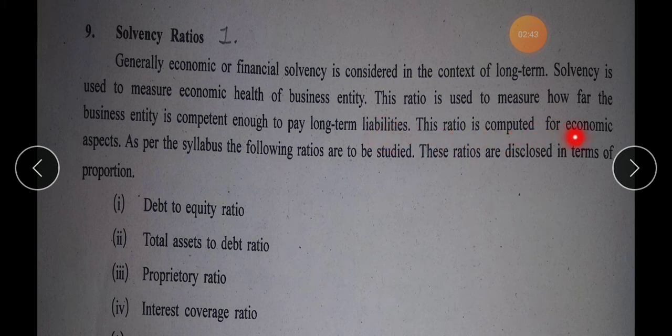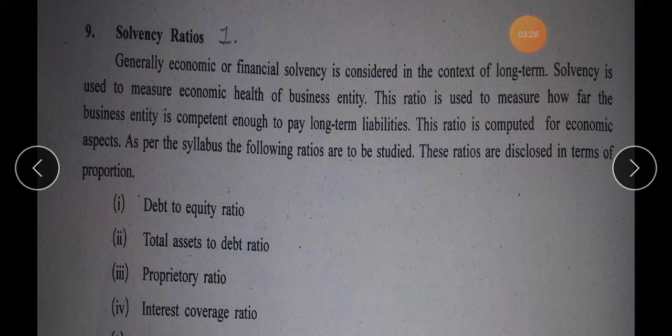Ratio is computed for economic aspects. And the following 4 ratios we are going to study under the topic of solvency ratios, of which the very first is debt to equity ratio, then total assets to debt ratio, proprietary ratio, and lastly, interest coverage ratio. All right? The very first ratio we are going to study in today's lecture from solvency ratios is debt to equity ratio.